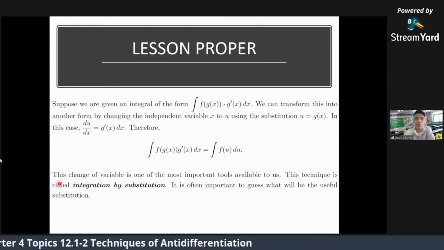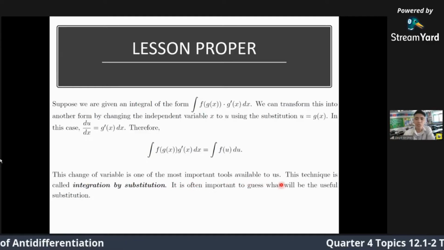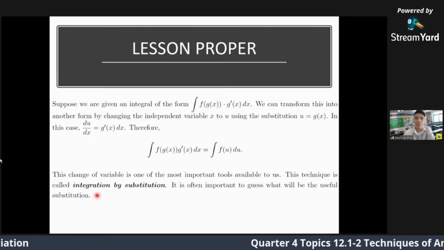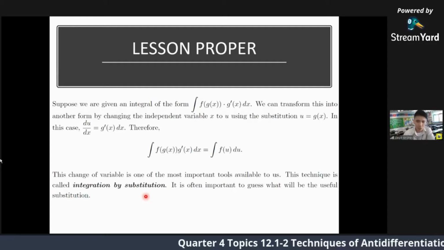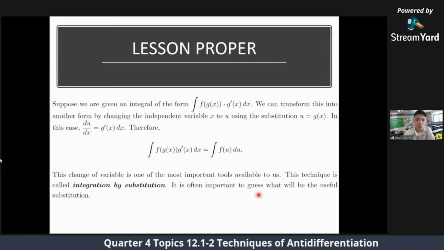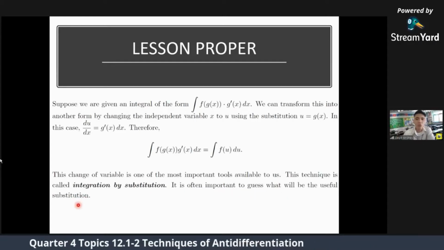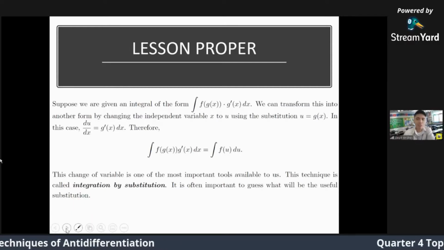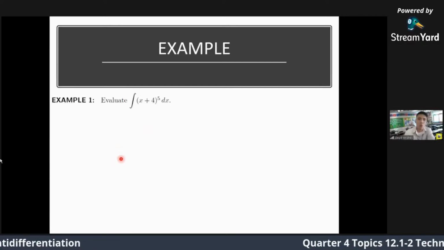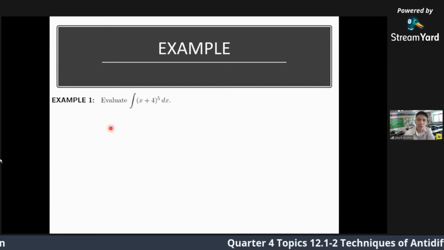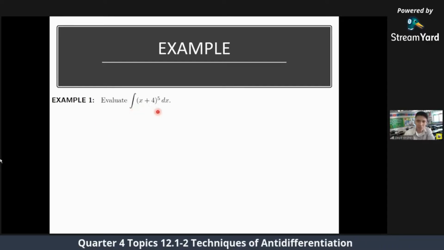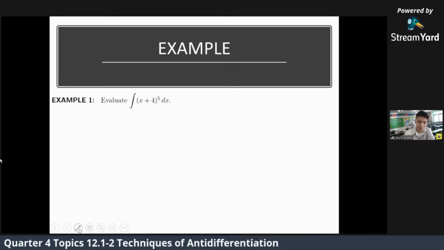So this change of variable is one of the most important tools available to us. This technique is called integration by substitution. It is often important to guess what will be the useful substitution. So let's discuss some examples. So example 1. We are asked to evaluate the integral of the quantity x plus 4 raised to 5 dx.